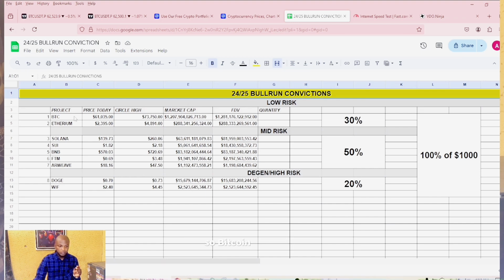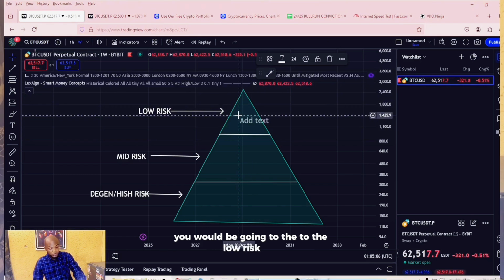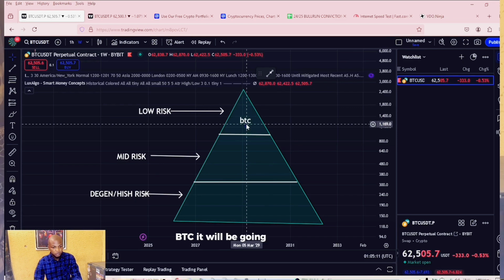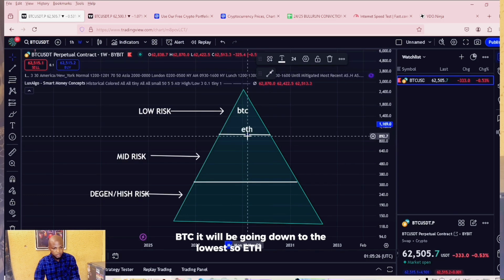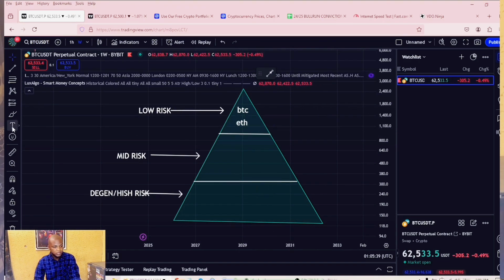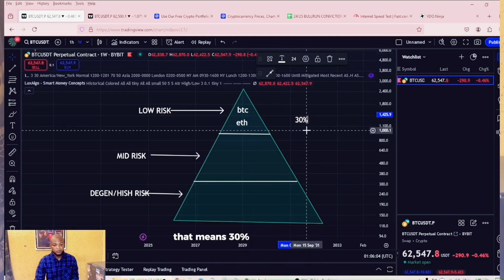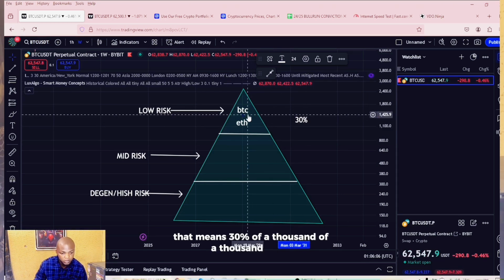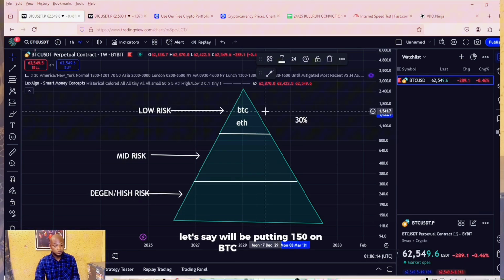So Bitcoin, Ethereum, they would be going to the low risk. BTC, it will be going to the low risk. So ETH, yeah. If you're having like $1,000, and we need 30% on our low risk, that means 30% of $1,000, that would be $300. Let's say we'll be putting $150 on BTC.